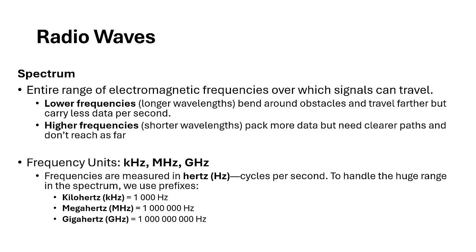When we're talking about these frequencies, they are measured in hertz, which means cycles per second. And to handle the huge range in frequency, we have 3 types of hertz. One is called kilohertz, 1000 hertz. One is called megahertz, and then we have gigahertz. These are basically called the frequency ranges. Hope it is clear now.